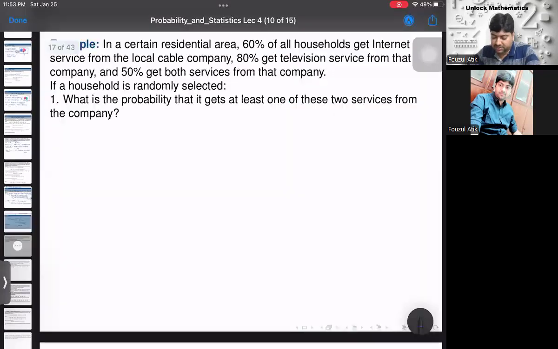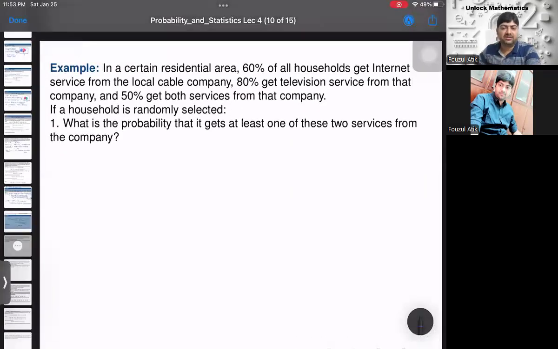Let me do one more example. Read this example carefully and then try to get the answer. It says that in a certain residential area, 60% of all households get internet service from a local cable company, 80% get television service from that company, and 50% get both services from the company. Now, if a household is randomly selected, what is the probability that it gets at least one of these two services from the company?